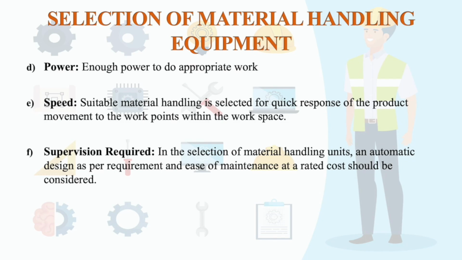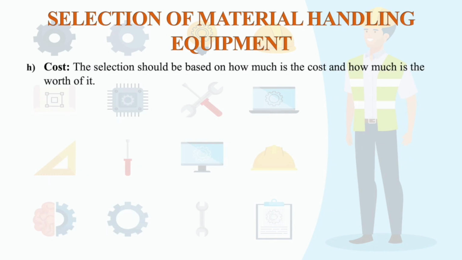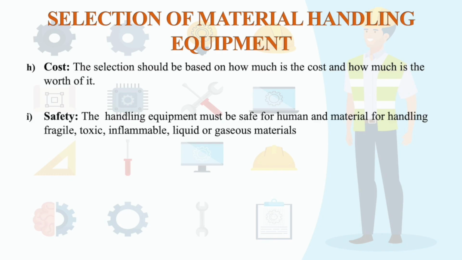Supervision required. In the selection of the material handling units, an automatic design as per the requirement and ease of maintenance at a rated cost should be considered. Environment. Selection of equipment should be eco-friendly as per our environmental regulations. Cost. The selection should be based on how much is the cost and how much is the worth of it. Safety. The handling equipment must be safe for human and materials for handling fragile, toxic, inflammable, liquid or gaseous materials.